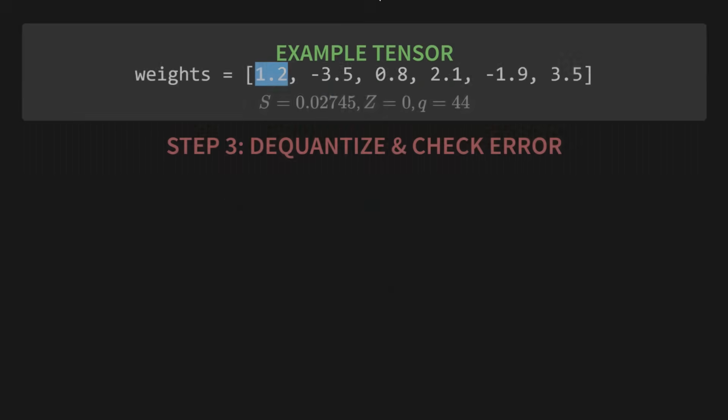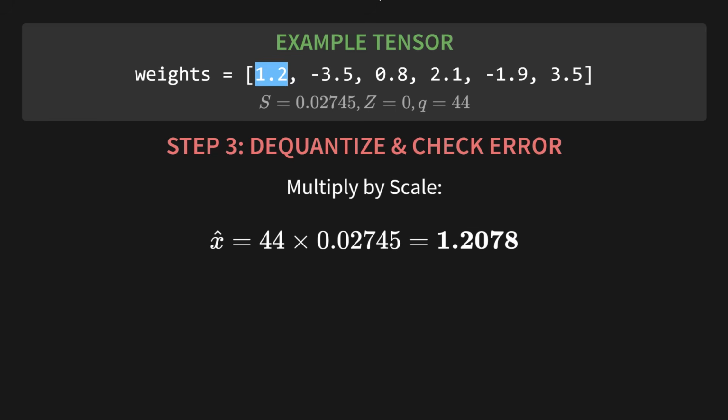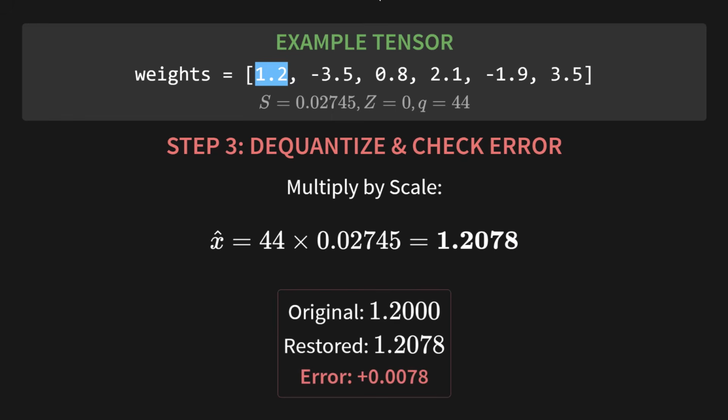Now for the crucial part. Step 3. Let's dequantize it and check the error. We take our quantized integer, 44, and multiply it by the scale. 44 times 0.02745 gives us 1.2078. Look at that. The original was 1.2000. The restored value is 1.2078. The difference, that tiny plus 0.0078, that is the quantization error. It's the price we pay for compression.